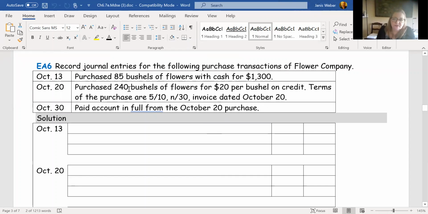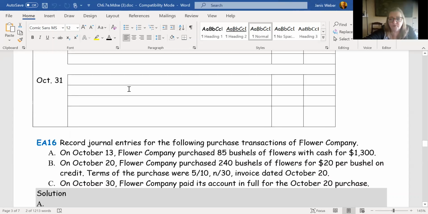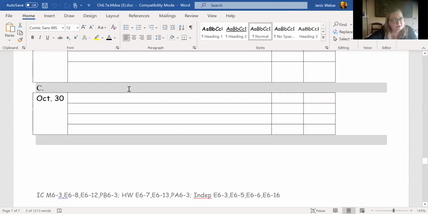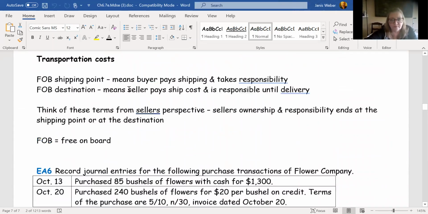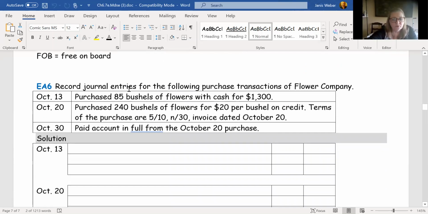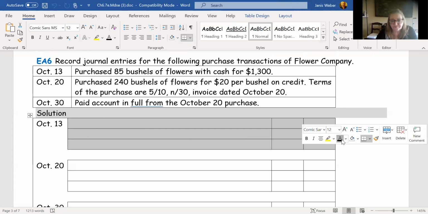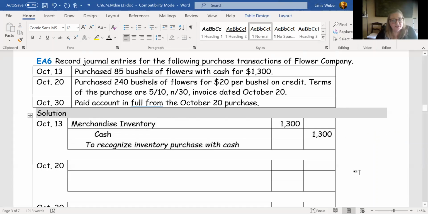Okay, so we're going to work some of these exercises and see what we can do. This first one, these are from Openstax. From chapter 6 of the Openstax textbook. There's a link to it on the bottom of these notes. We'll start with EA6. We're going to record journal entries for these following transactions for the flour company. First, we purchased 85 bushels of flours with cash for $1,300. So that one is just a debit to merchandise inventory, a credit to cash.